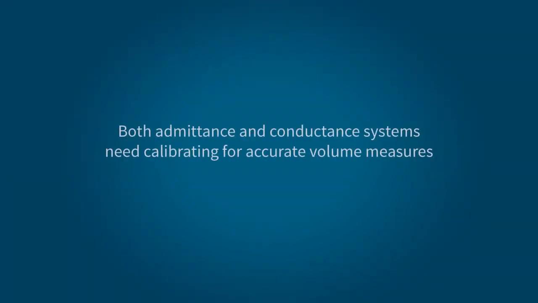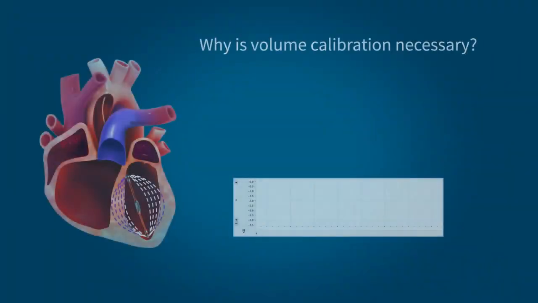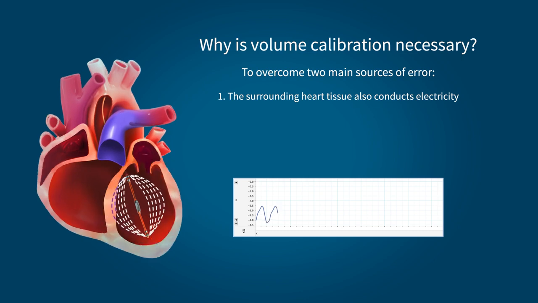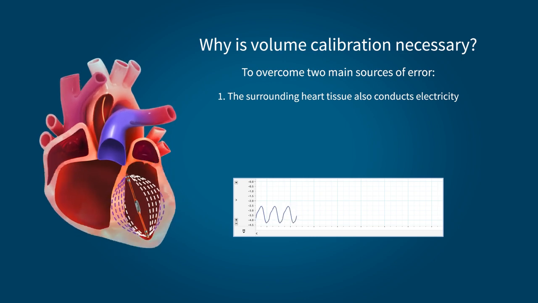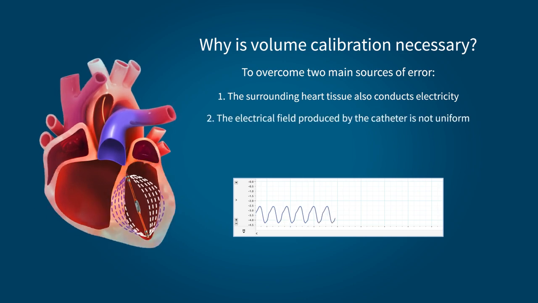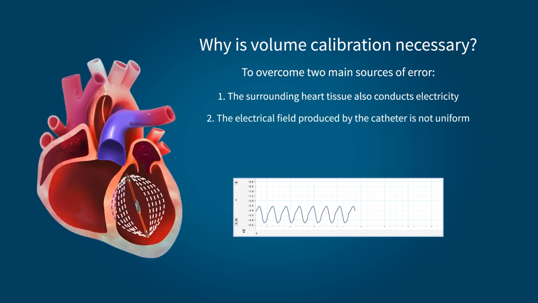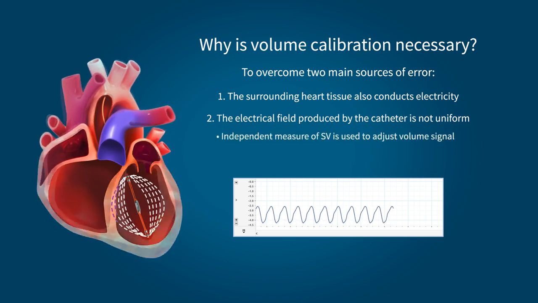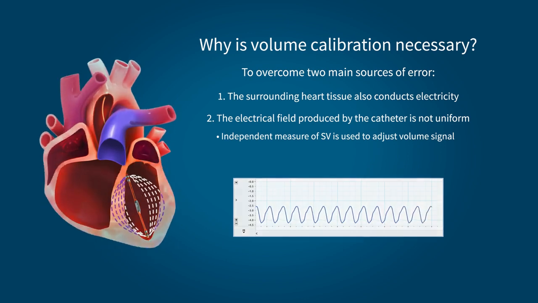Fundamentally, both admittance and conductance systems require a series of calibration steps for accurate measures of volume. These steps are designed to overcome two main sources of error. Firstly, the surrounding heart tissue conducts electricity and contributes to the overall volume signal. This component must be removed. And secondly, the electrical field produced by the catheter is not uniform. To account for this, a field correction factor, calculated from an independent measure of stroke volume, is used as a final adjustment to the volume signal.